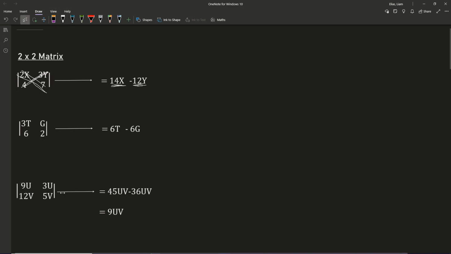We'll look at one last one here for the 2 by 2s. We have this matrix here, and we'll have 9u times 5v, so that gives us our 45uv. Then we'll have 12v times 3u, so that's going to give us 36uv. Then we simply take the first term, going from the top left to the bottom right, and we subtract the second term, going from the bottom left to the top right. So 45uv minus 36uv. Since we have like terms here, we can simplify it down to 9uv. And that'll be our answer for the determinant.